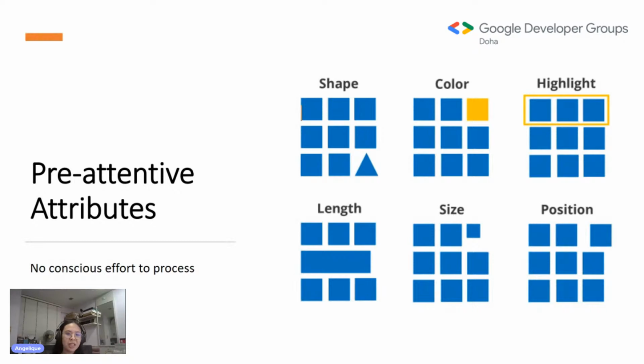So for example, in the first case, we see that there's a shape that's different, or a color that's different, or a box highlighting the three squares that we want to focus attention on. A difference in length, a difference in size, and a difference in position. Now, keep all these in mind because when you go then to create a data viz, these are little ways you can use to focus attention on the area to strengthen your story.